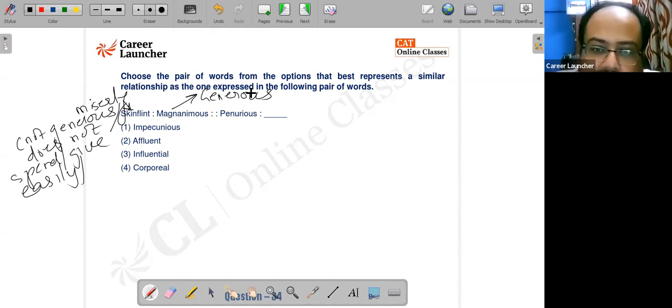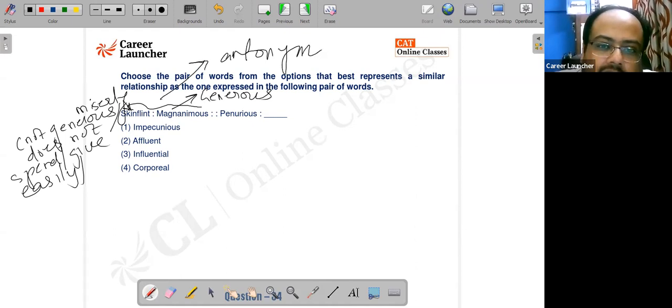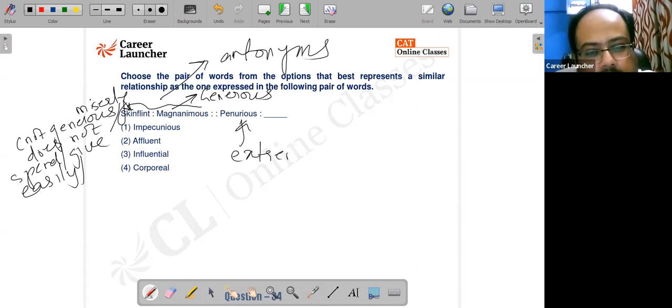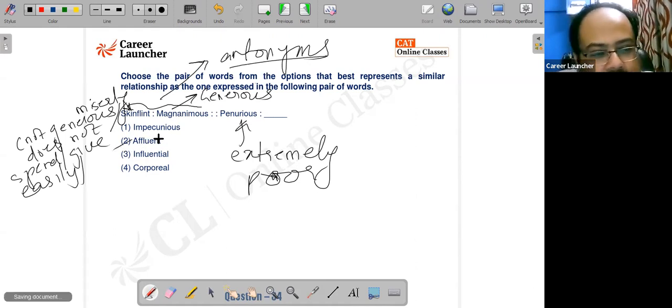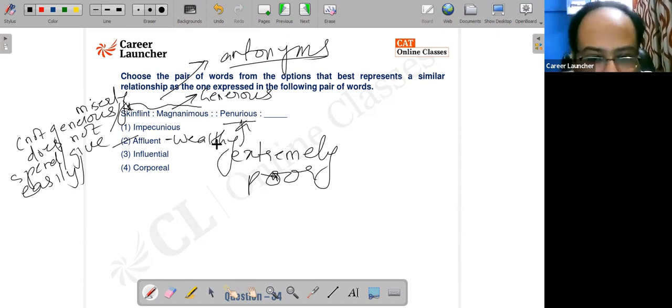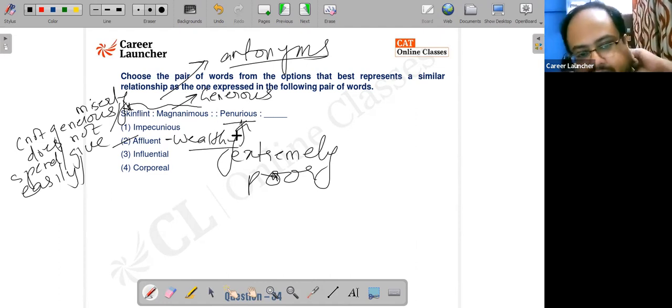Correct, Parul. That is what the answer is. So skinflint and magnanimous are antonyms. Penurious means extremely poor. So again we are looking for the opposite. The answer is affluent. Why? Because affluent means wealthy. So the opposite of penurious is affluent. Again, antonyms.